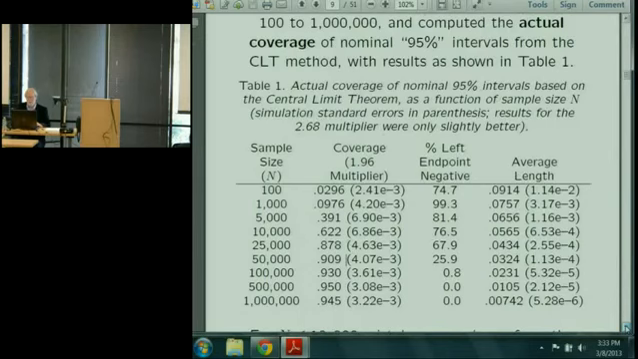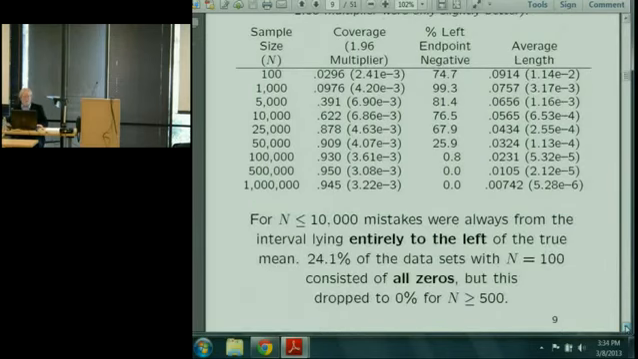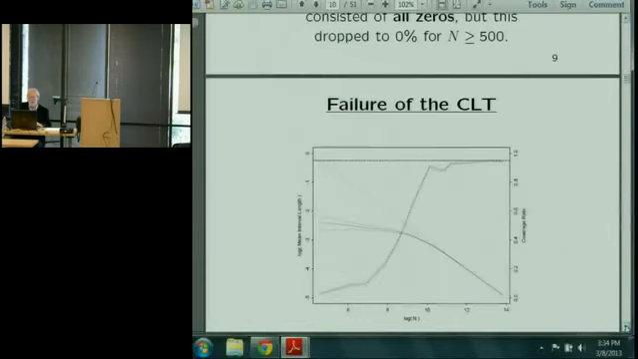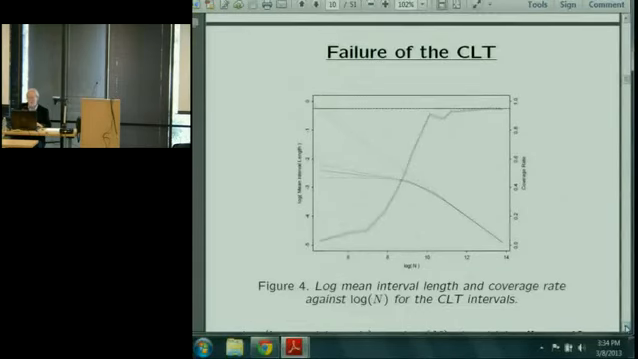And for small sample sizes, quote unquote small, like less than or equal to 10,000, the mistakes were always from the interval lying entirely to the left of the truth. And this picture shows what's going on.